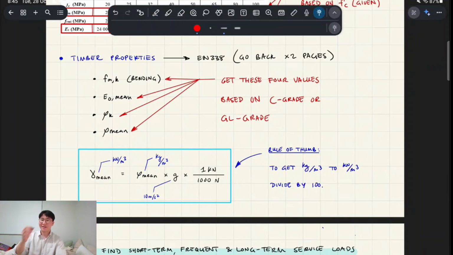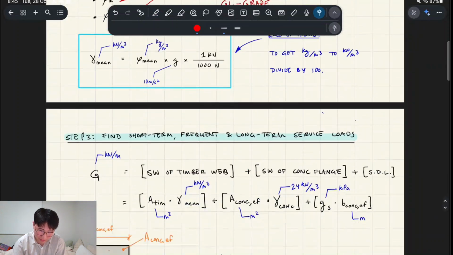The way you can remember it is, imagine an average tradie bloke who weighs 100 kilograms. That's 1 kilonewton. So that tradie is 1 kilonewton. That's an easy way to remember how to convert it. Okay.